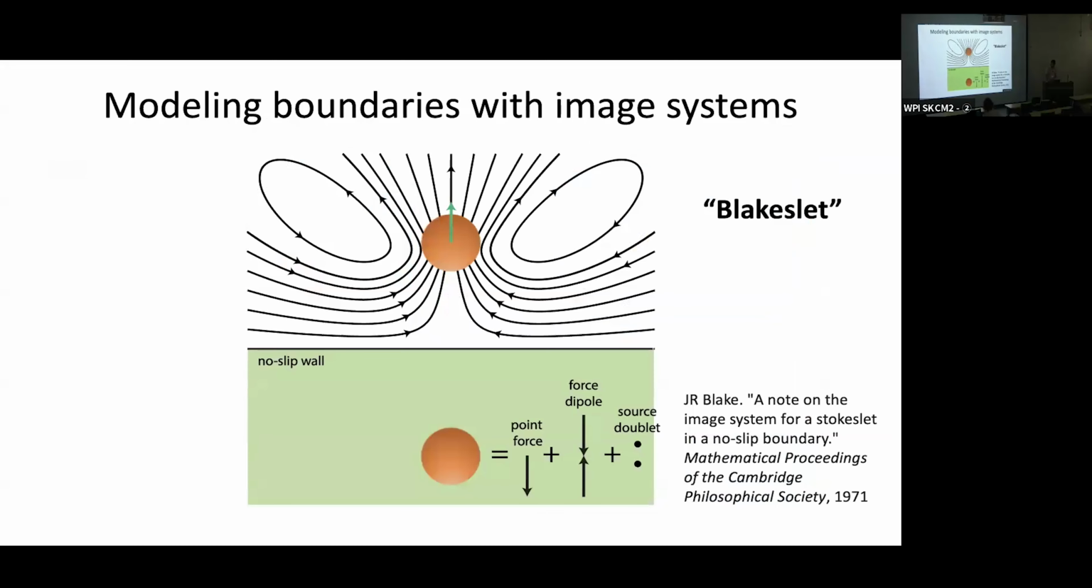Okay. Final two slides in the last 2 minutes. These singularities you can also use to model a boundary. You may know from electrostatics about image systems. You can do the same thing with these hydrodynamic singularities. You build an image system that enforces your boundary condition on the boundary. This is a very famous one, the Blake solution, worked out by Blake in 1971.